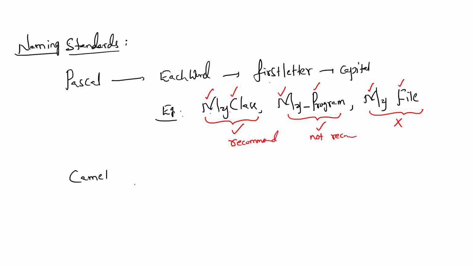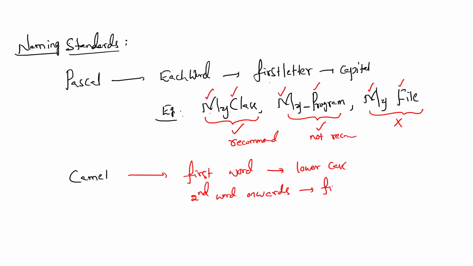What does the camel standard mean? The first word is completely lowercase letters, then from the second word onwards, meaning the second word, third word, fourth word and all, the first letter is capital or uppercase. So this is the camel standard. For example, getArea, myName.